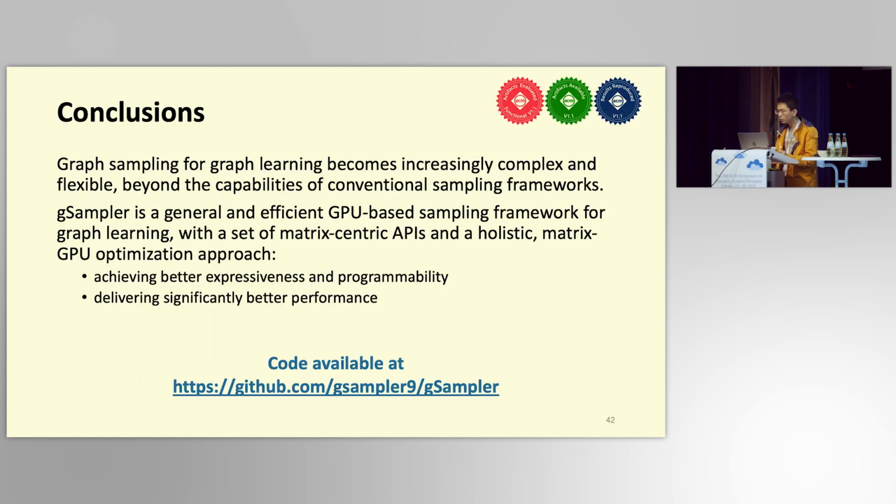So to conclude, I hope in my talk I already convinced you that graph sampling for graph learning is becoming increasingly complex and flexible, leading us to design a new programming model beyond the capability of the conventional sampling framework. We built gSampler, a general and efficient GPU-based sampling framework for graph learning, with a set of matrix-centric APIs and a holistic matrix GPU optimization approach. It is already open source. And that's all. Thank you for listening.